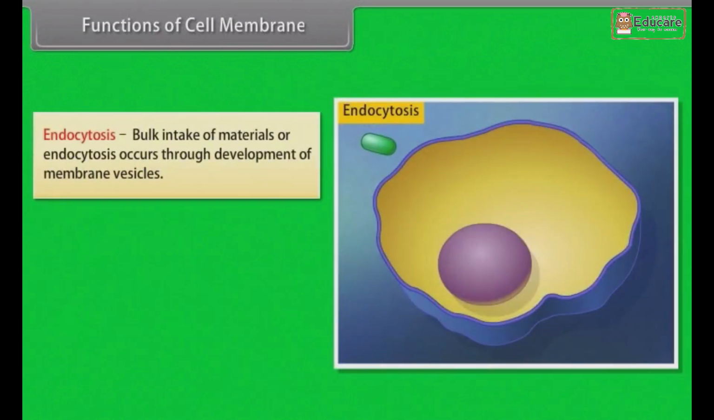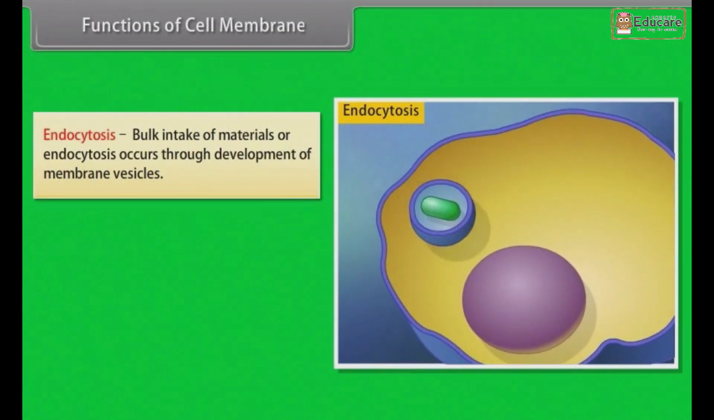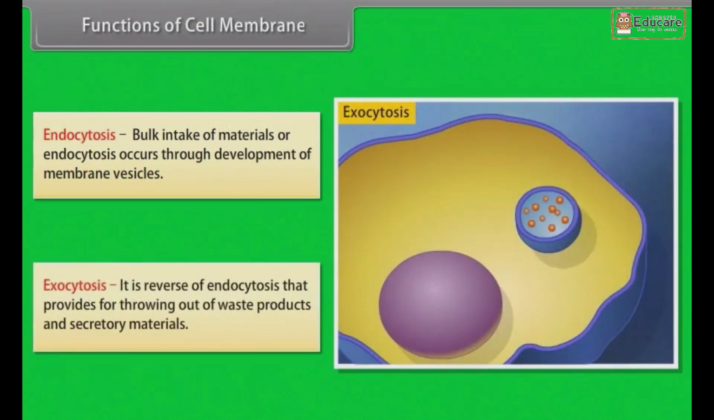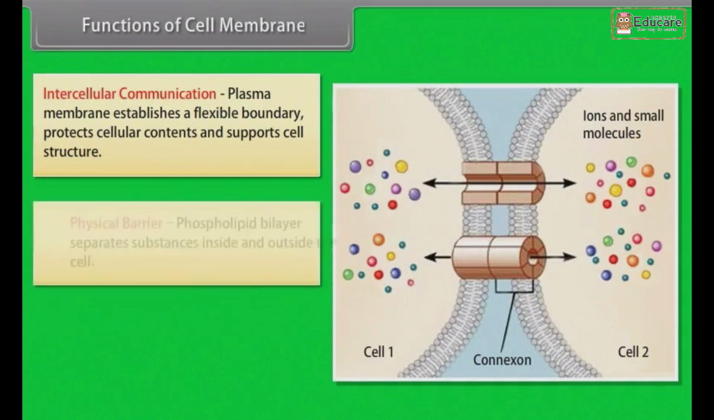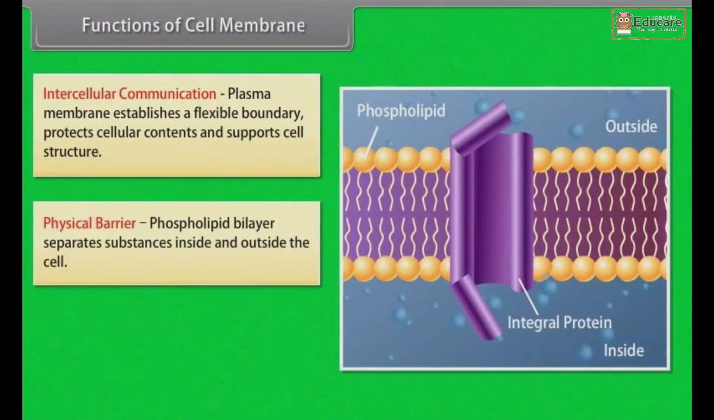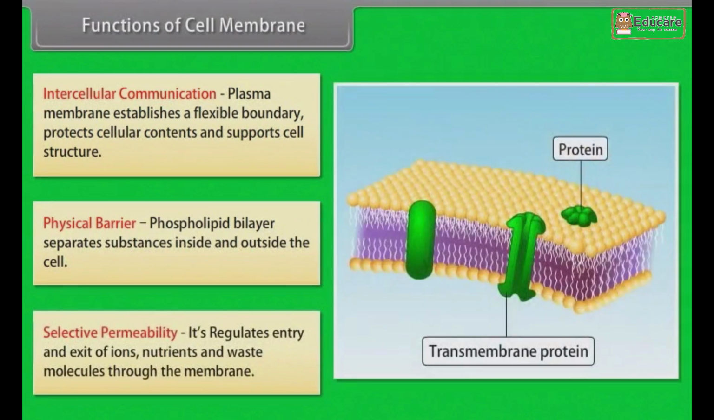Endocytosis. Bulk intake of materials, or endocytosis, occurs through development of membrane vesicles. Exocytosis. It is the reverse of endocytosis that provides for throwing out of waste products and secretory materials. Intercellular communication. Plasma membrane establishes a flexible boundary, protects cellular contents, and supports cell structure. Physical barrier. Phospholipid bilayer separates substances inside and outside the cell. Selective permeability. It regulates entry and exit of ions, nutrients, and waste molecules through the membrane.